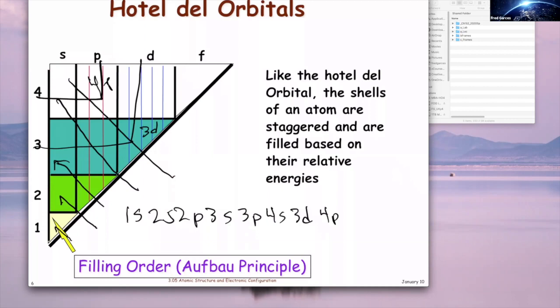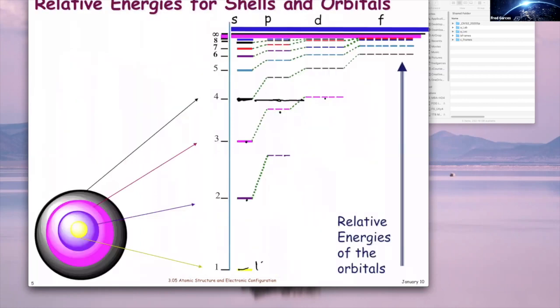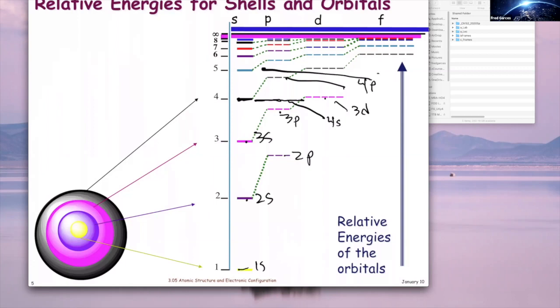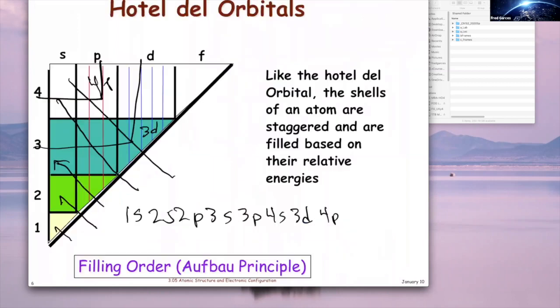So this particular diagram, and it's anywhere on the internet, tells you the filling order, but it actually parallels this filling order: 1s, 2s, 2p, 3s, 3p, 4s, 3d, 4p, 5s. So that's the filling order of how the electrons fill from the bottom up. So again, these arrows show you the filling order.